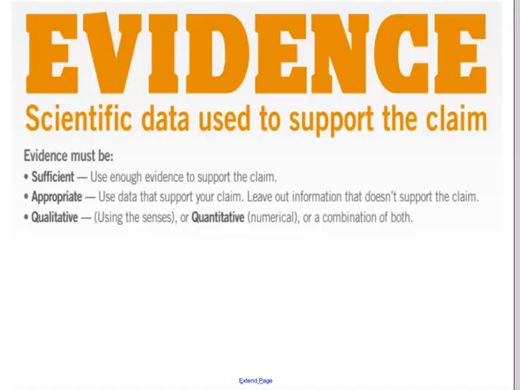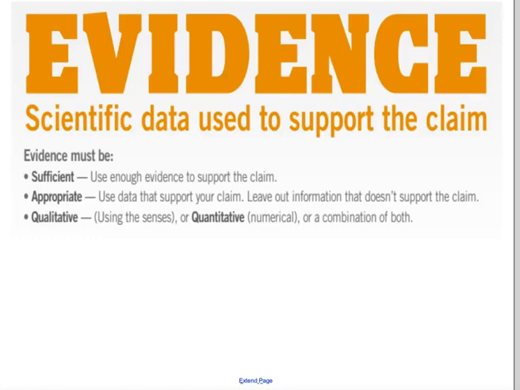Evidence. Evidence is what supports your claim. So again, the neat thing about science is you can't just make claims without any evidence. Or you can, but then your claim will be proven wrong. So with the evidence, you want to have sufficient evidence. You want to have enough to support your claim, or at least some to support your claim. It needs to be appropriate. In other words, it's supporting the right stuff. Leave out information that doesn't support the claim. Now, it's got to be qualitative, using senses, or quantitative. And this is huge. We'll come back to this.